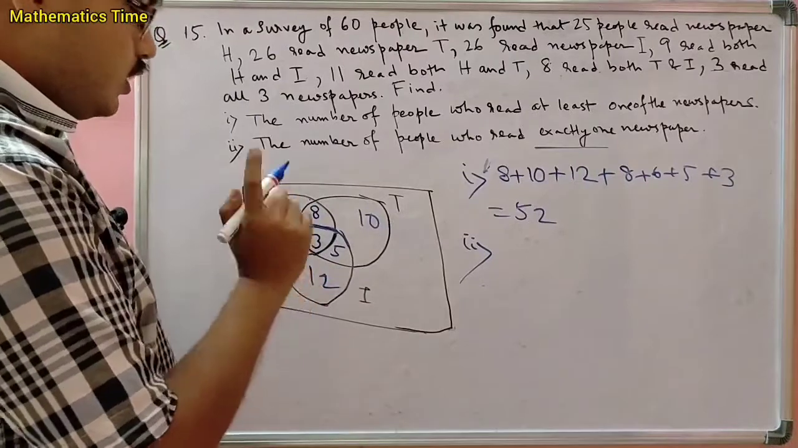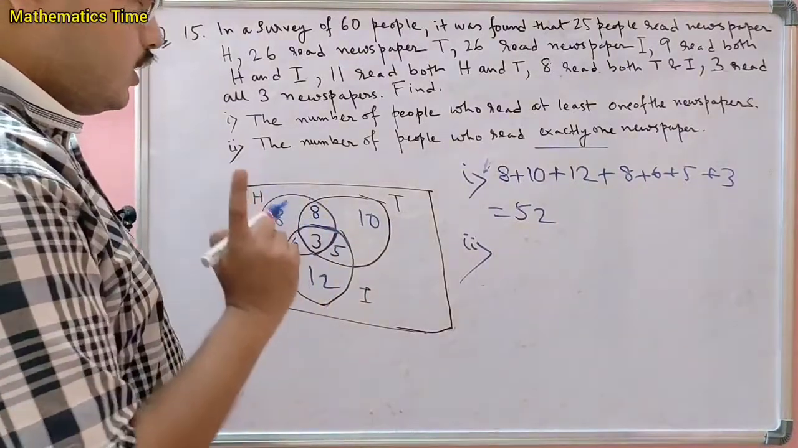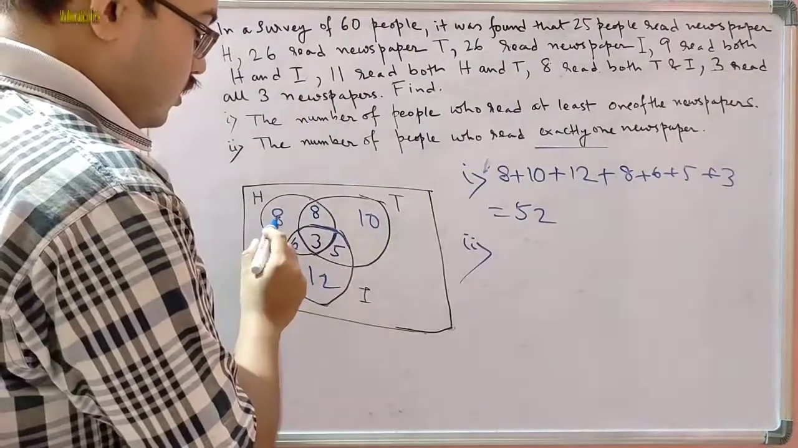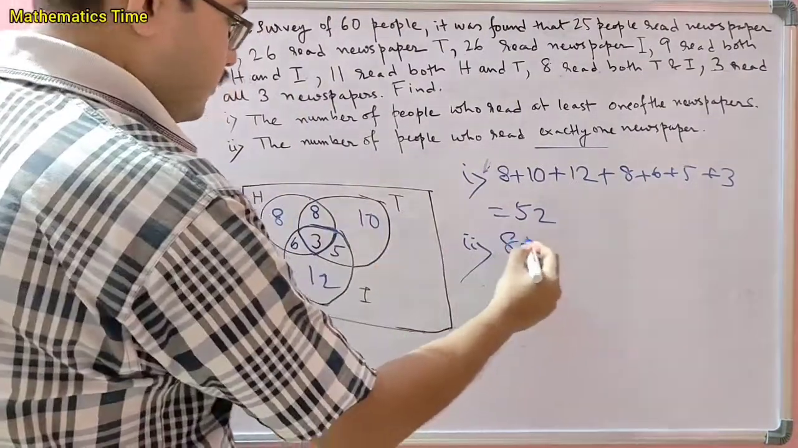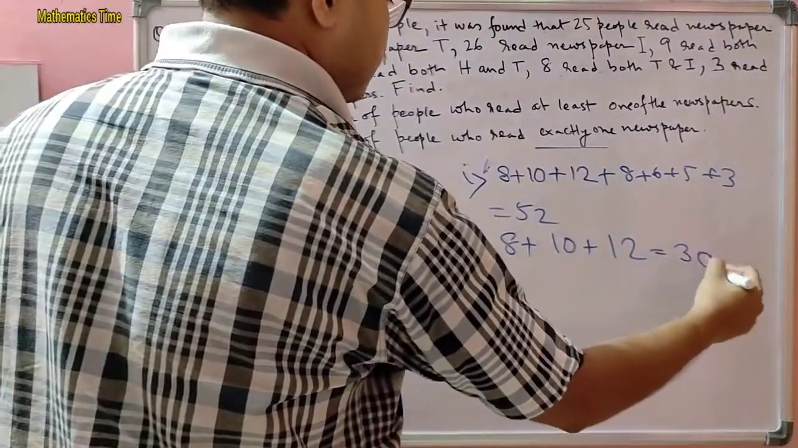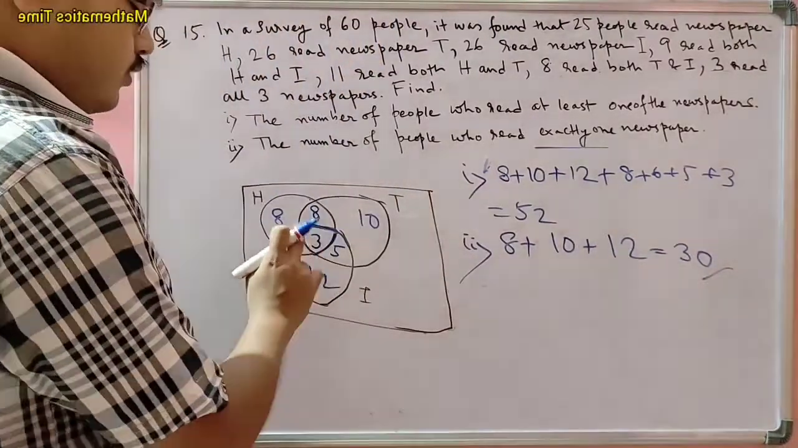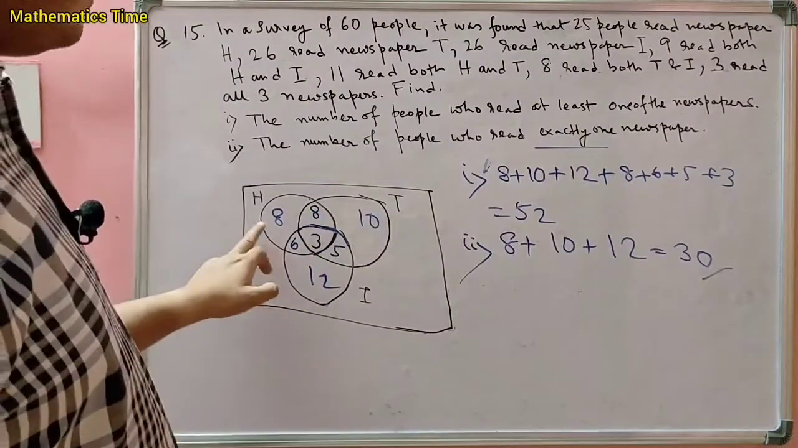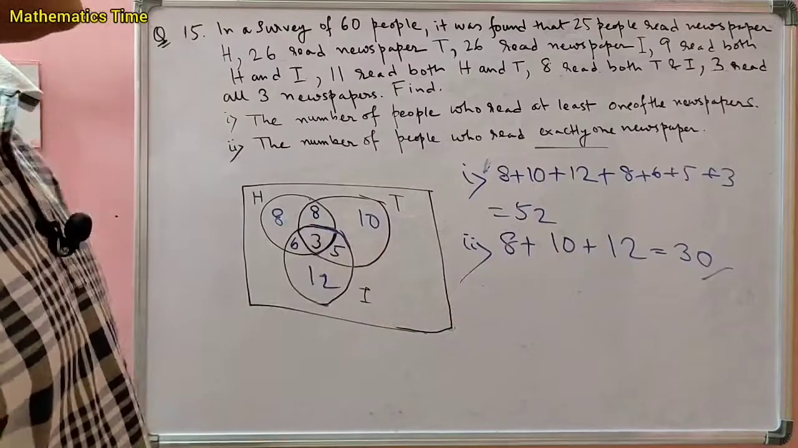So we don't have to include them. We just have to include those who read only one newspaper, exactly one newspaper. So this will be 8 and 10 and 12. That is 30. These we are not including because they read multiple newspapers. So it will be 8 plus 10 plus 12, that is 30.